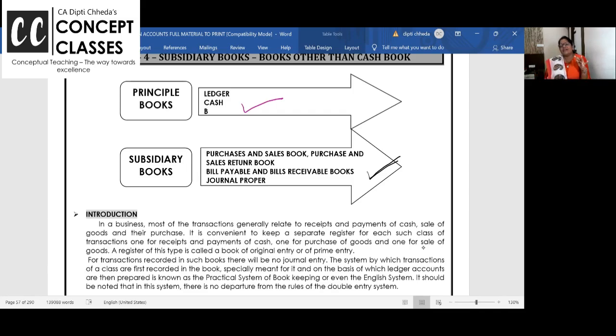And then the clerical mistake. If some mistake is there in the purchase book, it's only there. You have to check limited transactions. If it is journal proper, you have to check all the transactions. Okay? So to make our work easy, we will record journal entries in the subsidiary books. And listen, if you maintain subsidiary books, the bulky transactions also become very easy.